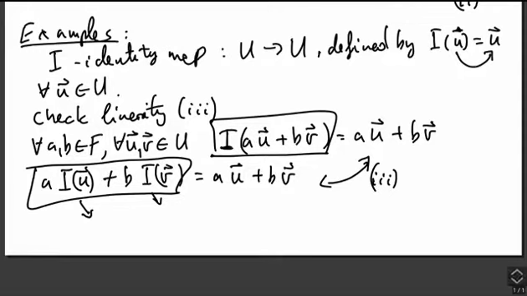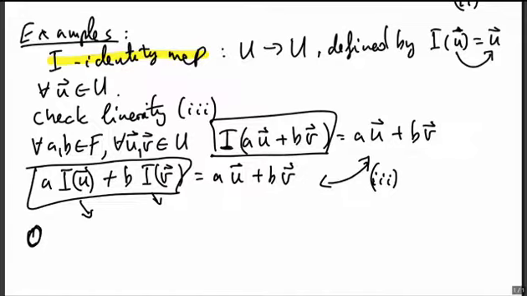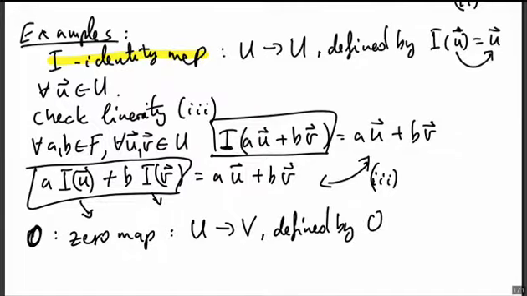Another simple example is the zero map, denoted simply by a boldface 0. So this is a zero map. It can go between arbitrary vector spaces U and V. We don't need a restriction like for the identity map that it goes from U into U. And the definition is that if you apply this to any vector u, you get the zero vector of the second vector space V. And this is for all u in the vector space U.